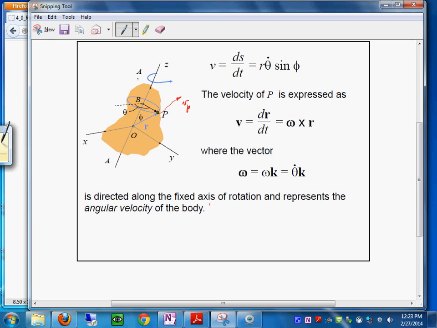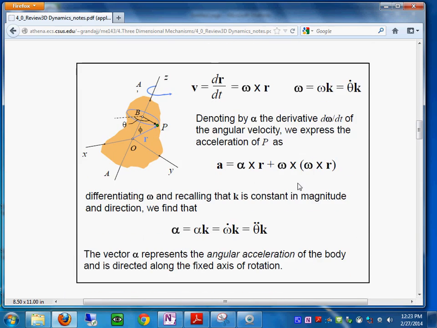Okay. You see, for the rigid body, we can very easily conclude that the velocity is omega cross R. But if you differentiate this equation, omega cross R, to find out the acceleration, this is what you get: the acceleration is alpha cross R plus omega cross (omega cross R). Only these two terms.